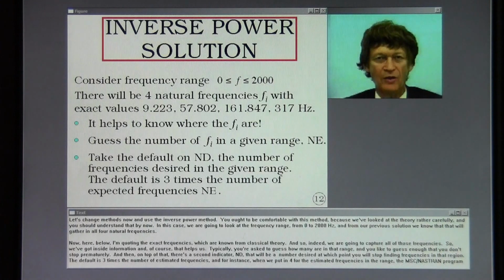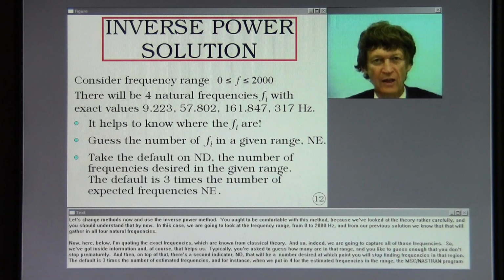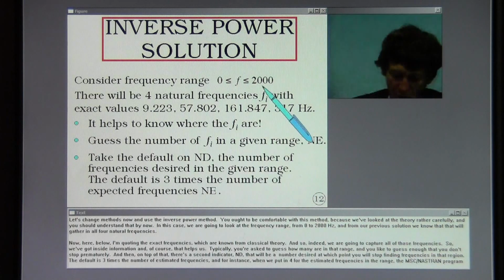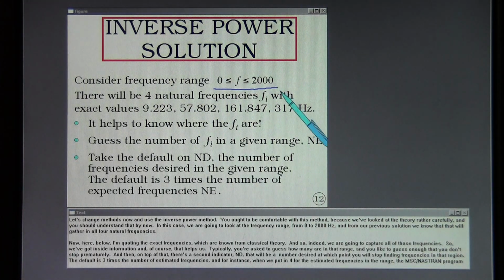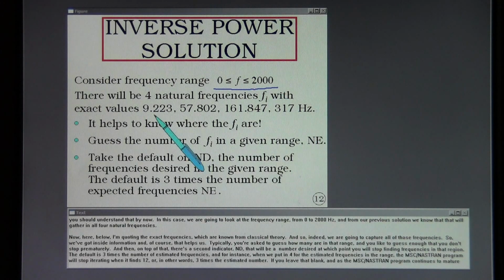Let's change methods now and use the inverse power method. We ought to be comfortable with this method because we looked at the theory rather carefully, and you should understand that by now. In this case, we're going to look at the frequency range from 0 to 2,000 hertz. From our previous solution, we know that will gather in all four natural frequencies. Now, here below, I'm quoting the exact frequencies, which are known from classical theory. And so, indeed, we are going to capture all of those frequencies. So, we've got inside information, and of course, that helps us.